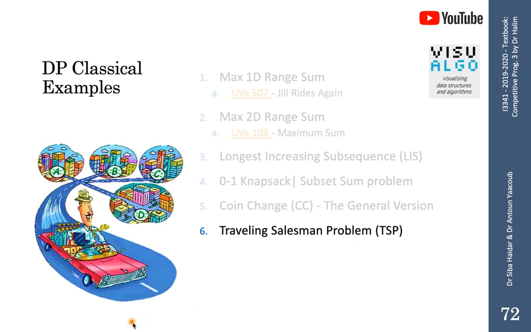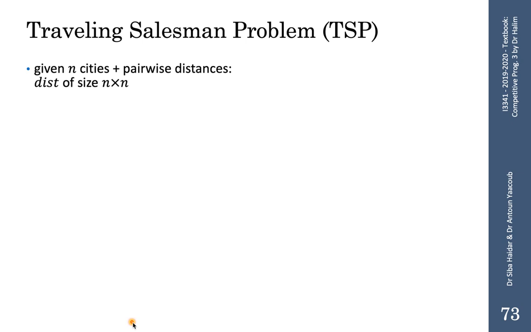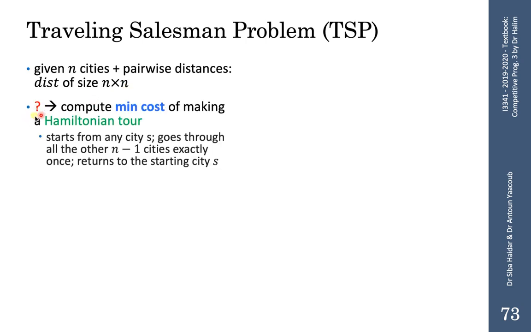This problem is known as the traveling salesman problem, and it can be described as follows. Given n cities, and the pairwise distances between these cities, which are given in a matrix, for example, of size n times n, of course. The question is to compute the minimum cost of making a Hamiltonian tour.